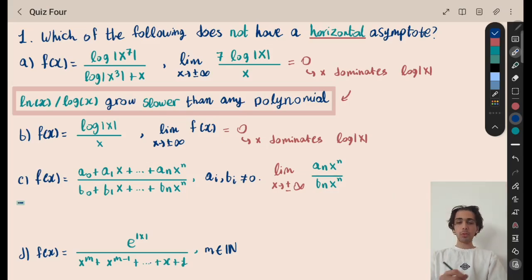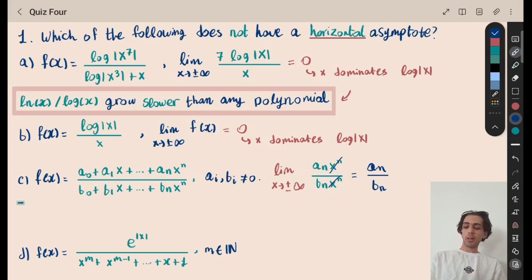So we have this, we can focus on the biggest terms. And if this is in x^n, and this is also in x^n, so it's the same power, what we actually have is that we can cancel them out, and we get a_n over b_n. And I want you to notice that a common feature of the first three choices is that this limit exists and it has a value. This is always the theme.